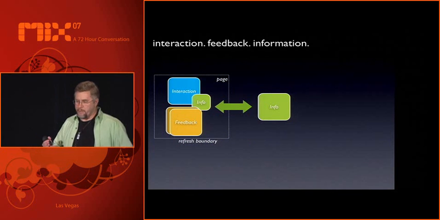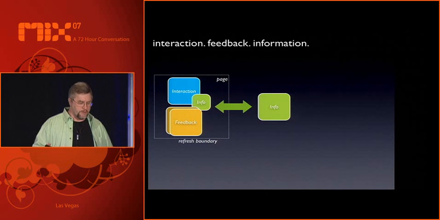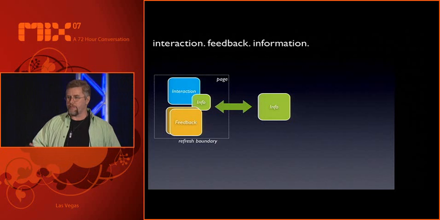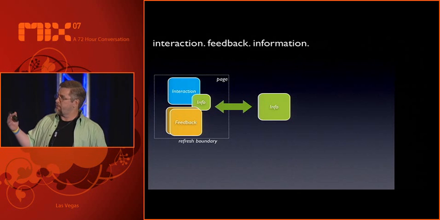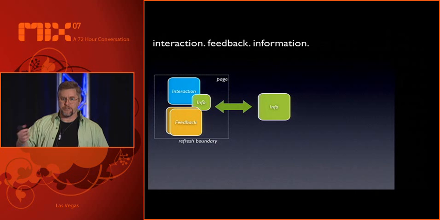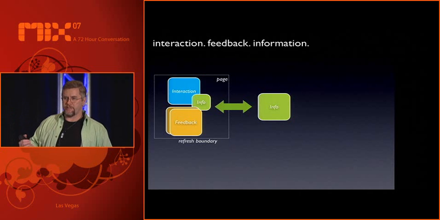So when I think about this whole area, it really gets into how rich is the interaction. We talked about rich internet applications. What does it mean to be rich? And the way I've thought about it is really in these three dimensions here: interaction, the user interacting with the application or site, the feedback that the system of the application or site is giving back, and the actual information or data that you're dealing with.